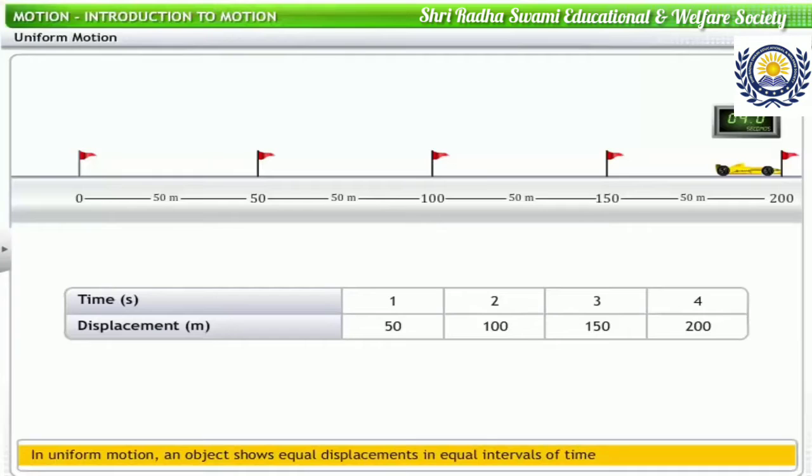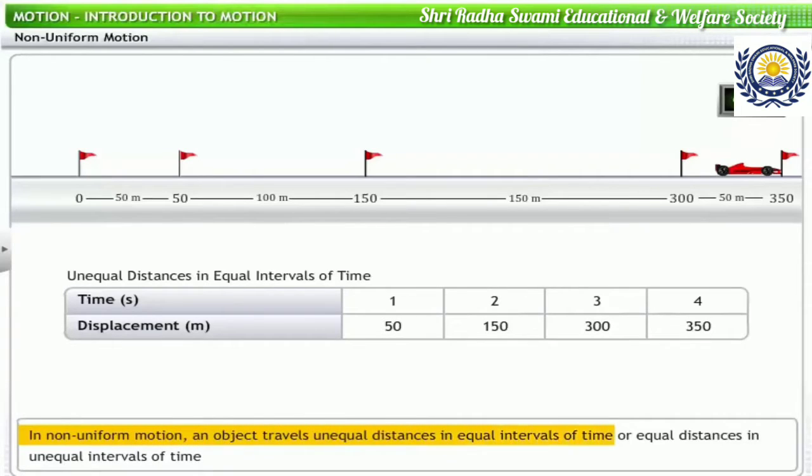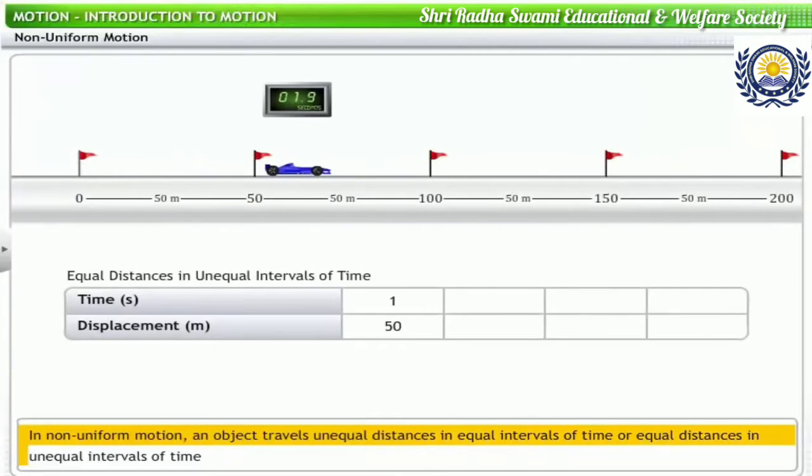An object is said to be in uniform motion if it shows equal displacements in equal intervals of time, however small these intervals may be. Now let us observe the red car in the race and record how far it has moved from the starting line for each second of motion. We see that its displacement during any 2 consecutive seconds is not the same. This is non-uniform motion. An object is said to be in non-uniform motion if it travels unequal distances in equal intervals of time, or equal distances in unequal intervals of time.